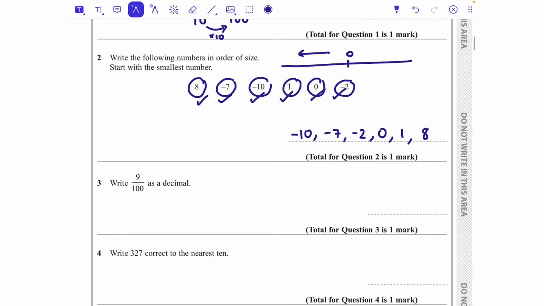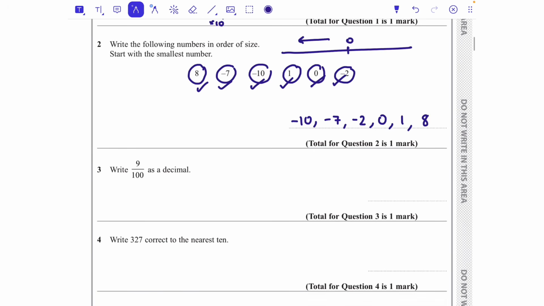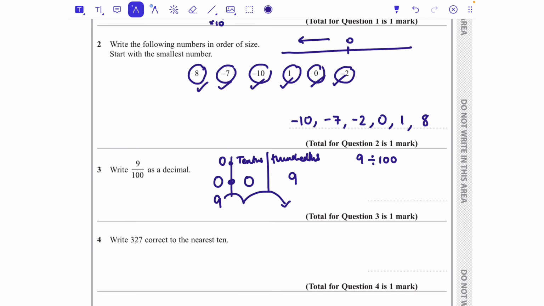Okay, question number 3, write 9 over 100 as a decimal. Well, let's think about what that means. It means 9 hundredths. So if I've got my ones column, my tenths column, and my hundredths column, it's going to be 0.09 because it's a 9 in the hundredths column. We have 9 hundredths. Or you can think of it as 9 divided by 100, which would take the number 9 in this column and move it over twice, because when we divide by 100, all the numbers move 2 columns to the right. So that is 0.09.